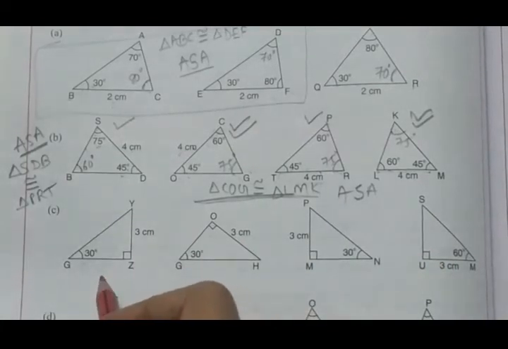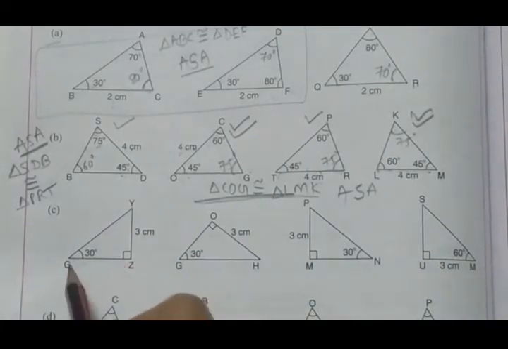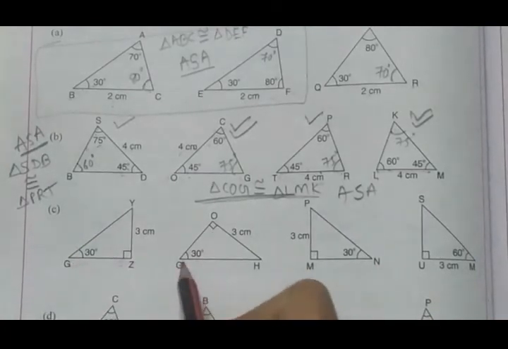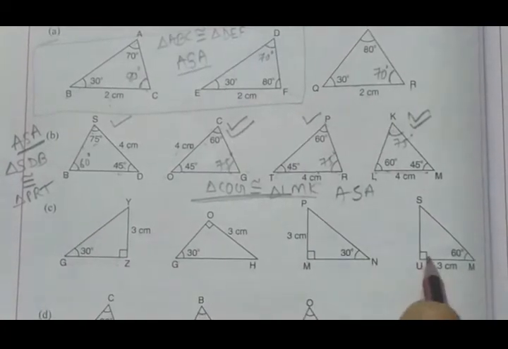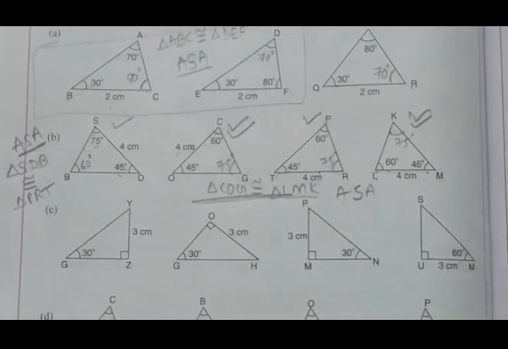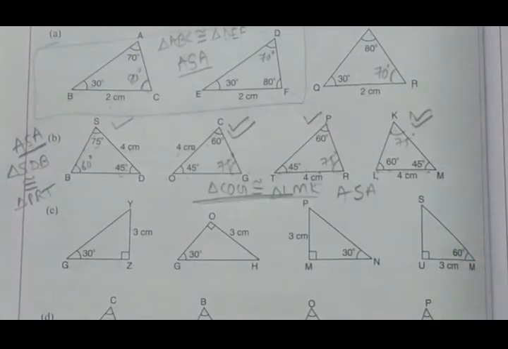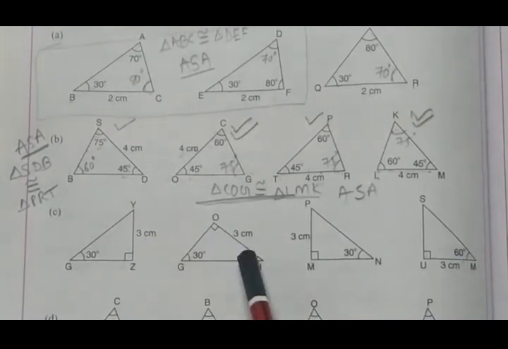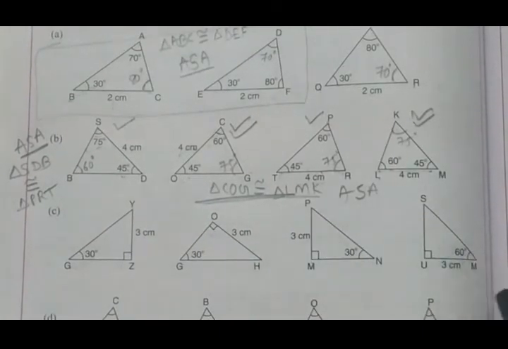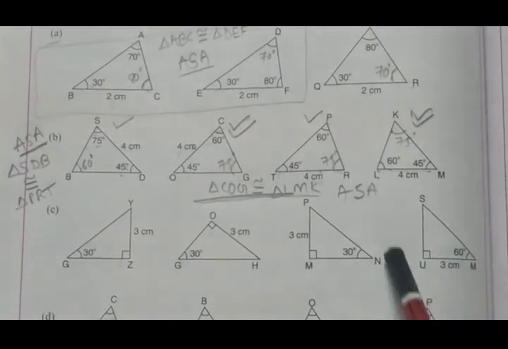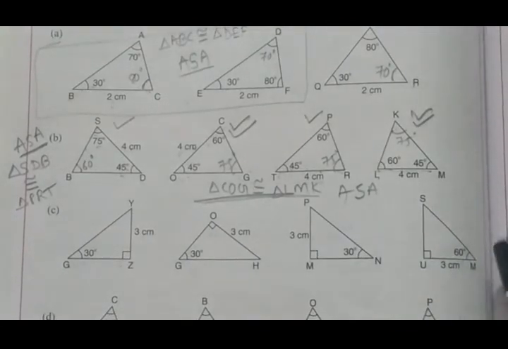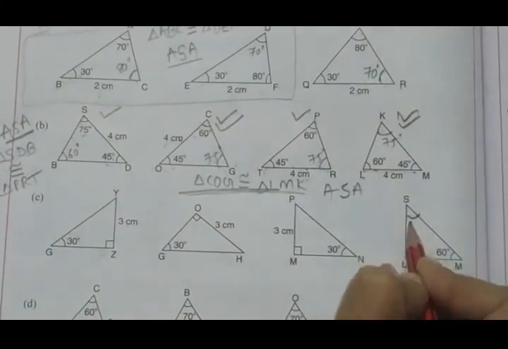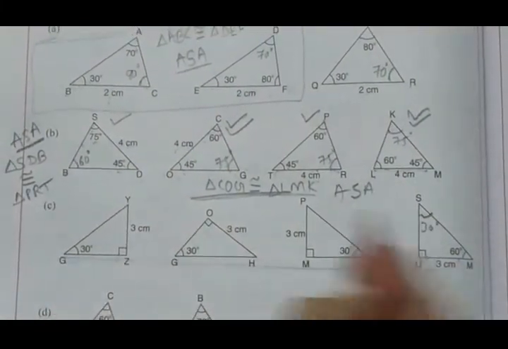So you can see two angles are given. One angle is 90 degree, 30 degree; 90 degree, 30; here also 90 degree, 30 and 90 degree and 30. So what you can say is angle, angle, side, and again angle, angle, side. Here also it is 90 and 60 given, so the remaining is 30 degree. So these all are congruent here.